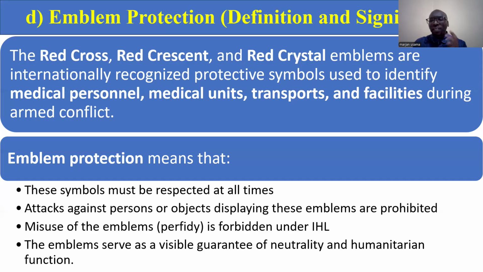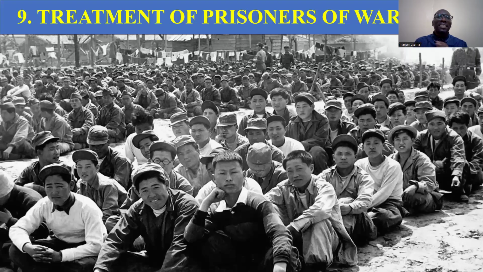Now, the third part of our lesson is the treatment of prisoners of war. Who are they? So we are finished with the protection of the civilians. We are finished with the treatment of the wounded and the sick and the shipwrecked. So we also have the prisoners of war. So these are the people who sometimes are arrested.